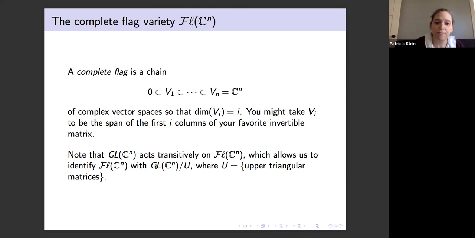I'm just taking the usual topology on GL_n and quotienting by this subspace. We now have a topological space, and it makes sense to ask about things like holes in it. So we can do cohomology.